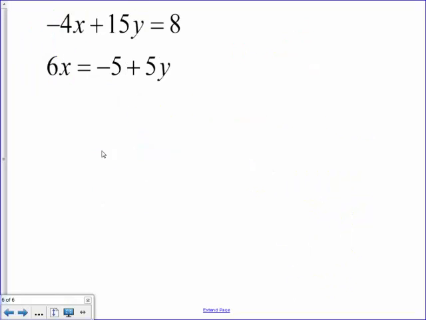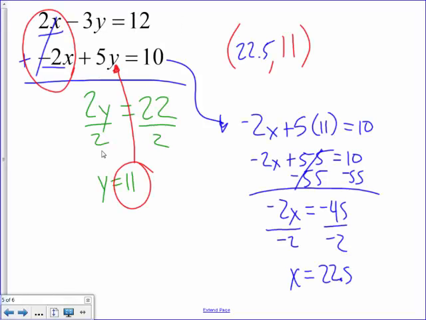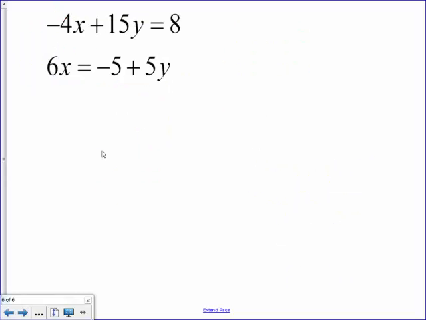Well, we got negative 4x plus 15y equals 8, and then 6x equals negative 5 plus 5y. Well, if we notice, when the x's and y's are lined up like the last example, it's much easier. So that's the first thing I'm going to do. I'm going to get the x's and y's lined up. So I'm going to rewrite this top equation. I got negative 4x plus 15y equals 8.